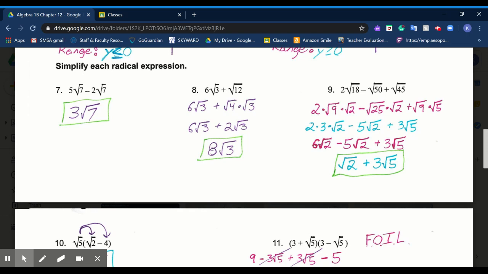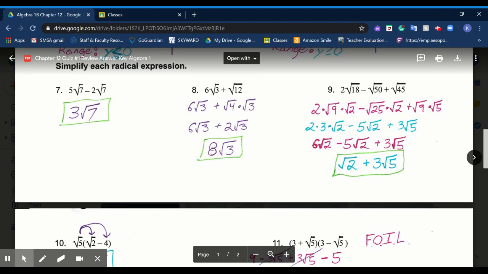Then for this next section, they want you to simplify each radical expression. So this is where you'll be using the rules for adding, subtracting, multiplying, and dividing radicals, as well as simplifying. So right away with addition or subtraction, we can think of it like combining like terms. 5 minus 2 in front is 3, so it's 3 square roots of 7.